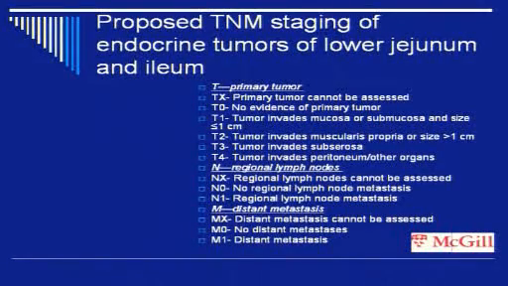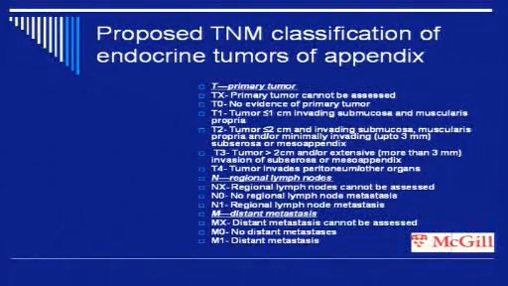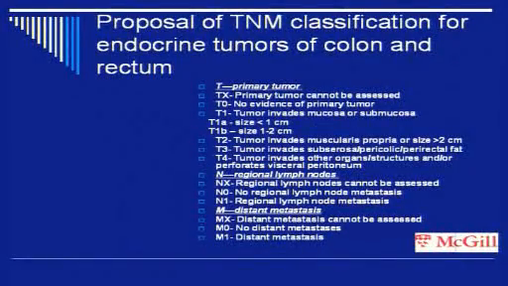And this is a proposed staging by the ENETs for the lower jejunum and ileal tumors. Proposed classification of the endocrine tumors. These were proposed in 2005, and so this was information that I've already put in. But like I said, the CAP and the AJCC TNM staging is what we're going to be following from January. The proposed classification of TNM tumors of the colon and the rectum. There's not that much difference in the TNM staging of the ENETs and of the CAP. So you will find minor differences, but it's essentially pretty similar. So it's not a big difference there.